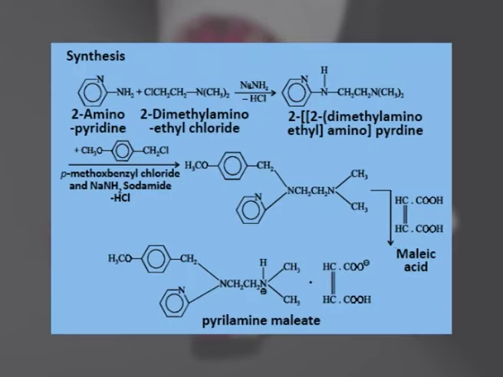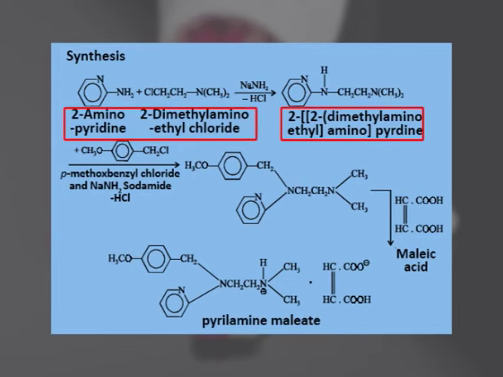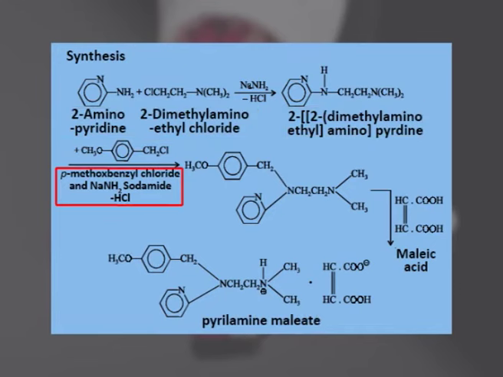In the first step, 2-(2-dimethylaminoethyl)aminopyridine is prepared by the condensation of 2-aminopyridine with 2-dimethylaminoethyl chloride, with the elimination of a molecule of hydrogen chloride in the presence of sodamide. As shown on the figure on the screen, the resulting product on further condensation with p-methoxybenzyl chloride in the presence of sodamide yields the pyrilamine base, which on neutralization with maleic acid gives rise to the desired product, pyrilamine maleate.